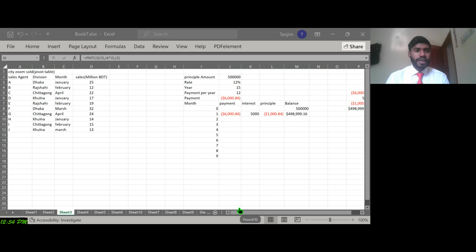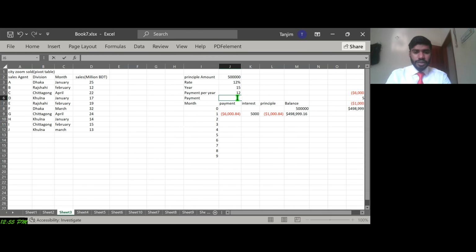Now we also calculate the payment table. In this situation, we can see the principal amount, rate, year, and payment per year. How do we calculate the payment? Here we can see the payment, right? So in this situation, it's the payment.